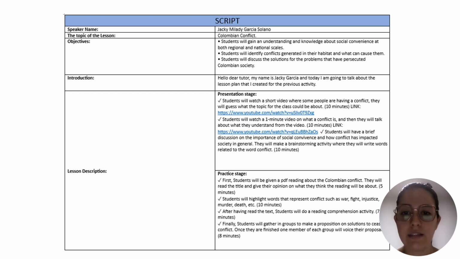I'm going to talk about the lesson plan that I created for the previous activity. The topic of the lesson was the Colombian conflict. The objectives were that the students will gain an understanding and knowledge about social convivence on both regional and national scales. Students will identify conflicts generated in their habitat and what can cause them, and discuss solutions for the problems that have persecuted Colombian society.